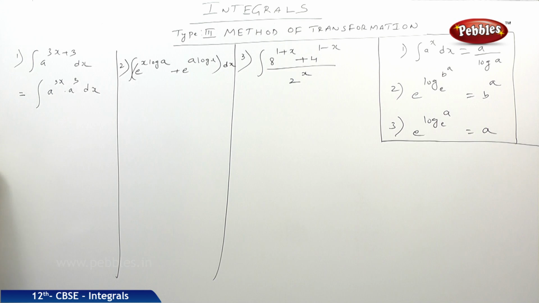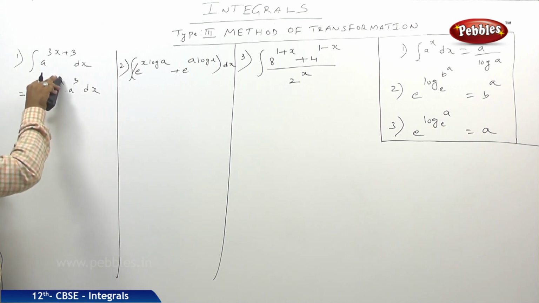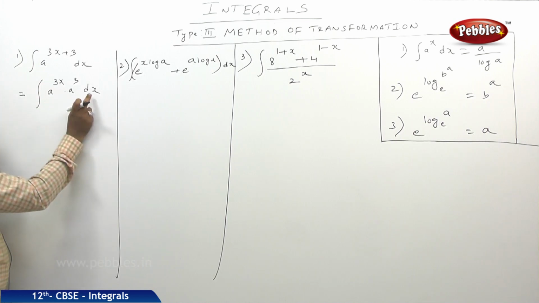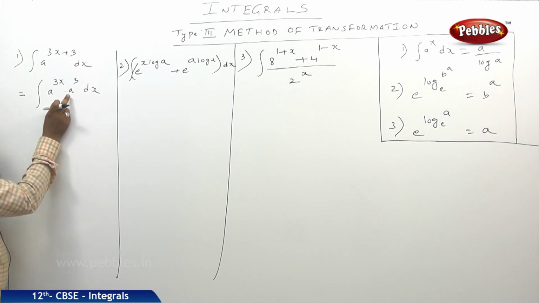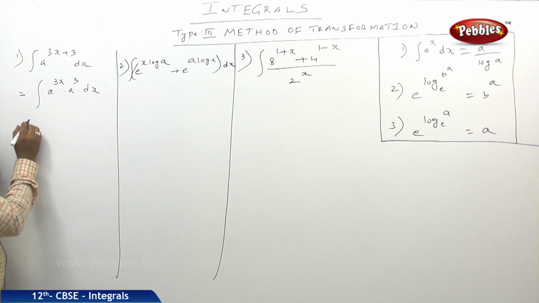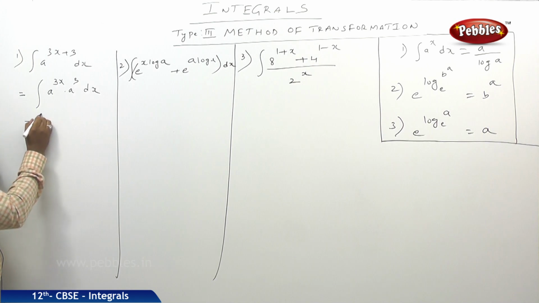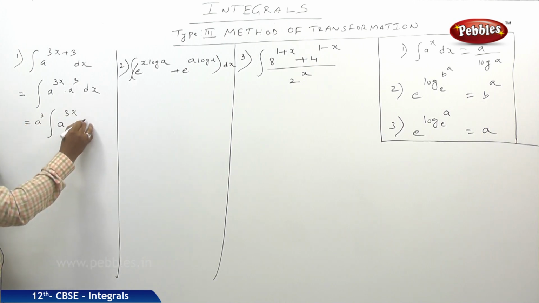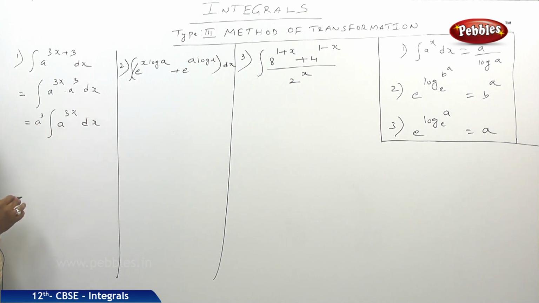Integral of a power 3x into a cube dx. I think I'll be writing this. This is 3. Now, as we are integrating with respect to x, this a cube can be treated as constant. So it comes outside by property of integral. So a cube into integral of a power 3x dx.